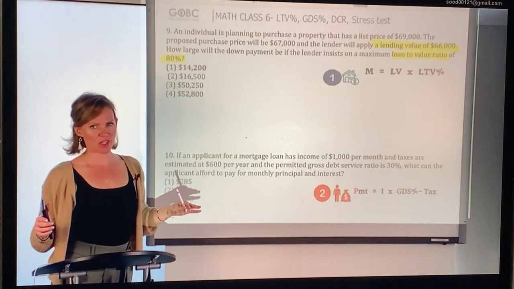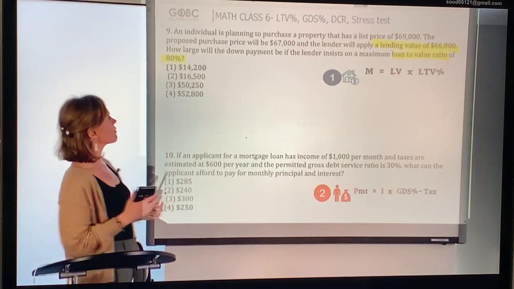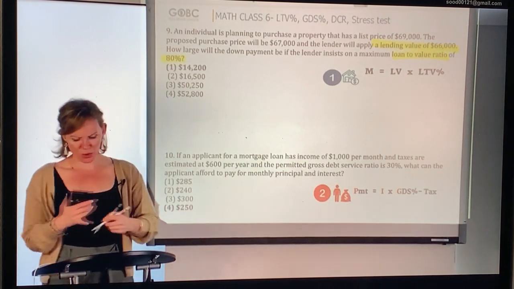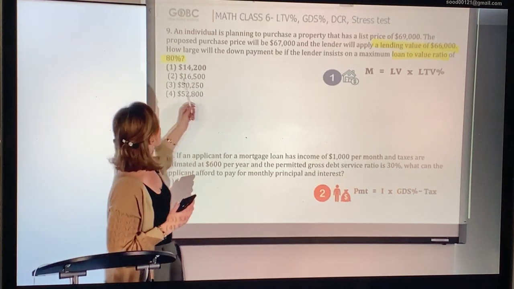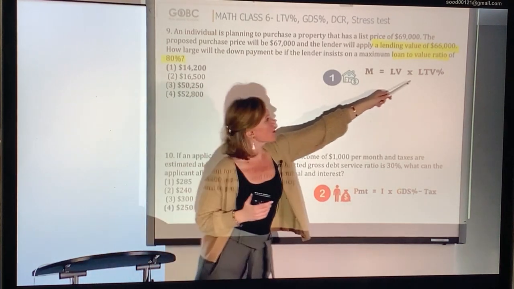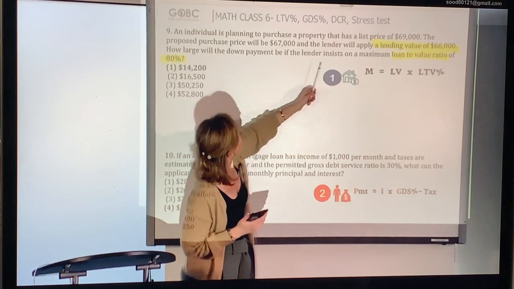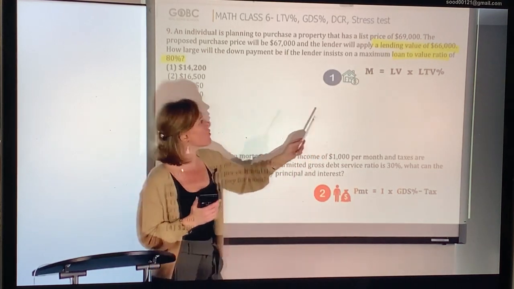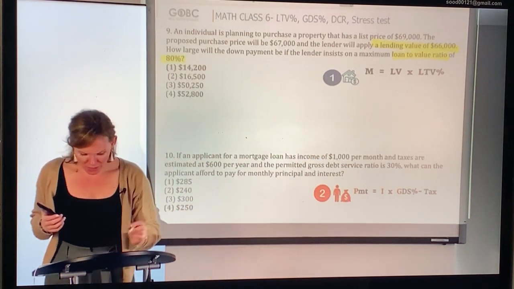This is not a common question in the exam. I'll say it again, not a common question, so don't stress out over this one. So what do we have in here? They're looking for money, so not the loan to value ratio. We have a lending value. So we have those two things, and we're looking for the down payment. Let's pull up the stuff in here.